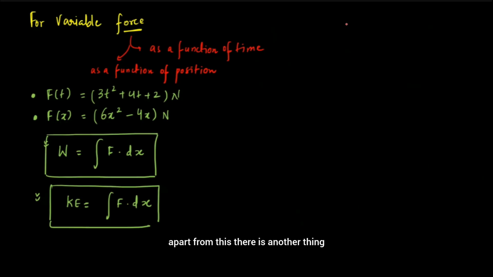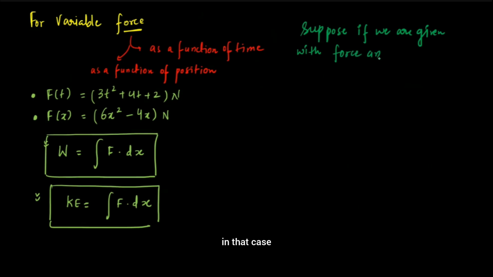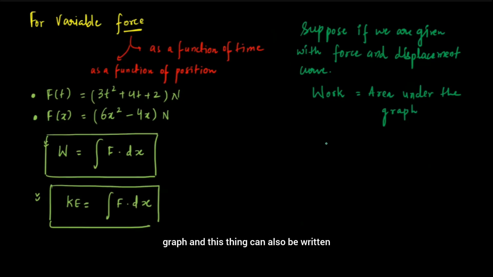Apart from this, there is another thing that we can learn from this particular fact. Suppose we are given a force and displacement graph, or force and displacement curve. In that case, work is simply calculated by the area under the graph. And this can also be written as: the kinetic energy of the given system must equal the area under the F-s curve.